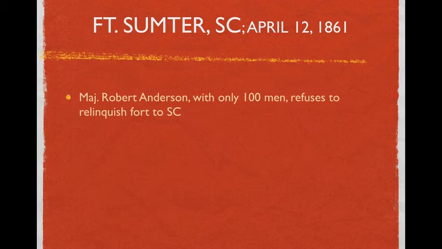Fort Sumter is a fort on an island located within Charleston Harbor, so it's completely isolated out there in the middle of the harbor. It's commanded by Robert Anderson, who is a Northerner. He believes that secession is illegal, unconstitutional, and treason. And so Major Anderson refuses to surrender the fort to the state of South Carolina.